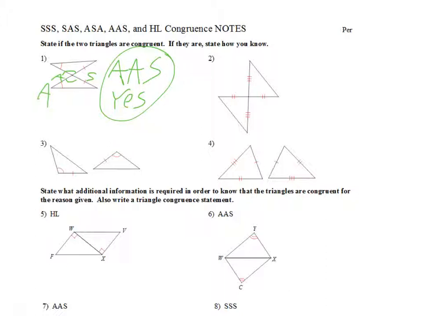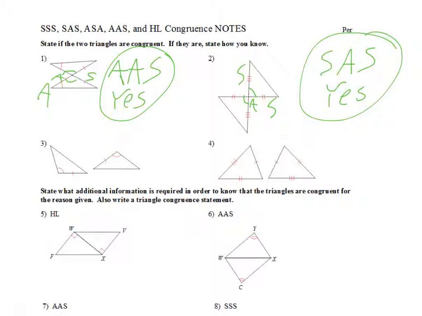Number 2, we've got vertical angles. So this leaves us with side, angle, side. Can triangles be proven congruent with side, angle, side? Yes. Look at 3. We have nothing else that's congruent, so we have angle side or side angle. That's not enough information to prove them congruent. And then in 4 we have side, side, side. That is a way to prove triangles congruent.